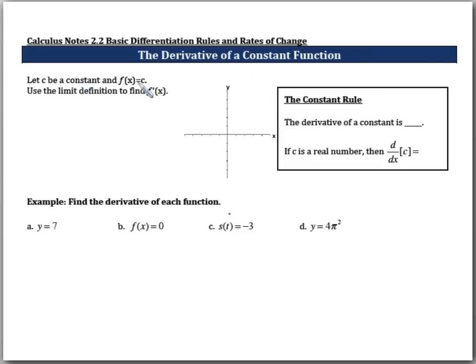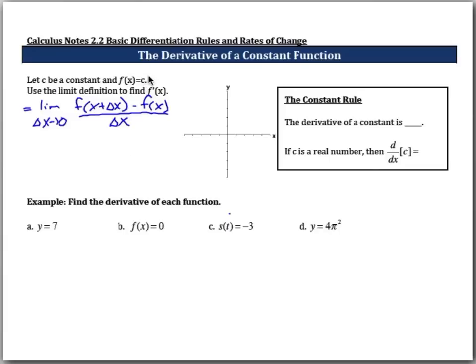So it says let c be a constant and let f of x equal c. So here it just equals some number. And it says use the limit definition to find f prime of x. So all we have to do here to use the limit definition to find f prime of x is just start with our limit as delta x goes to 0. And let's rewrite our difference quotient. So this is good review for us. Okay, again, that needs to be memorized there.